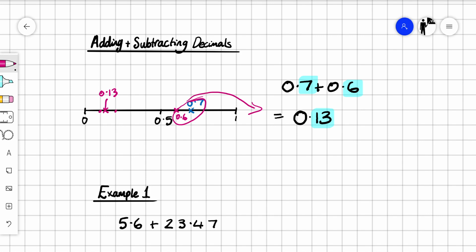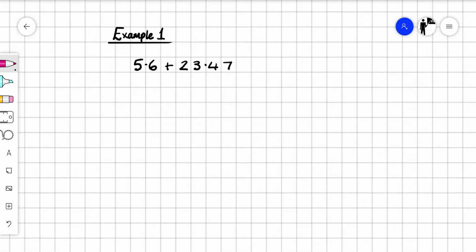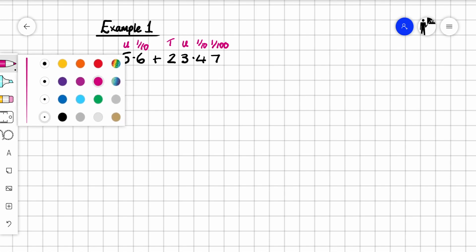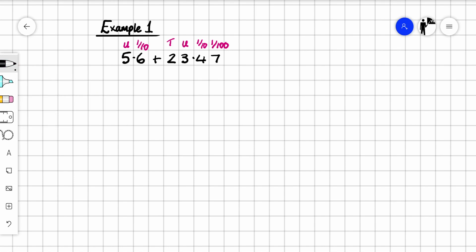We've got 3 examples I want us to have a look at. Example 1 is 5.6 plus 23.47. The most important thing here when we're adding and subtracting decimals is we need to make sure the place value is correctly aligned. Just to recap on our place value, this would be our units column, this would be our tenths column, this is our tens, our units, our tenths, and our hundredths. That's going to be really helpful when we are aligning our numbers.